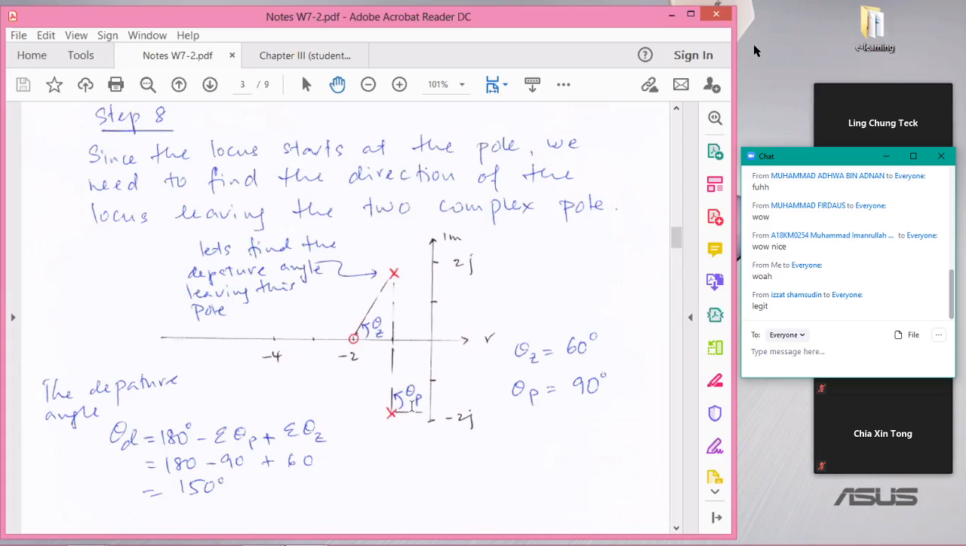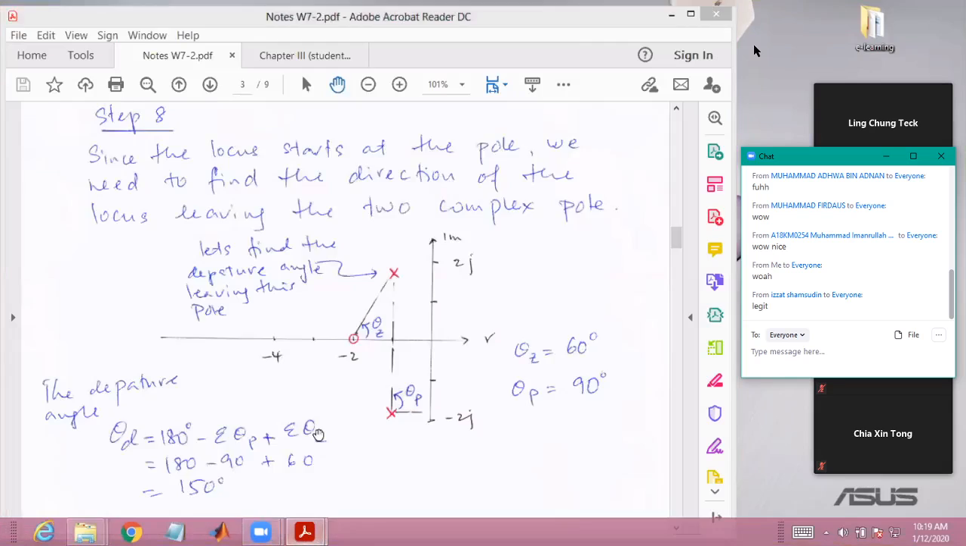So that angle is 90 degrees. And for angles from other zeros, we only have one other zero at -2. That is the angle from that zero to the pole in question, so this is theta Z. We only have one theta Z here. Later on, maybe we'll have more poles and more zeros, then we have theta P1, theta P2, theta Z1, theta Z2. In this case, you can compute theta Z is equal to 60 degrees.